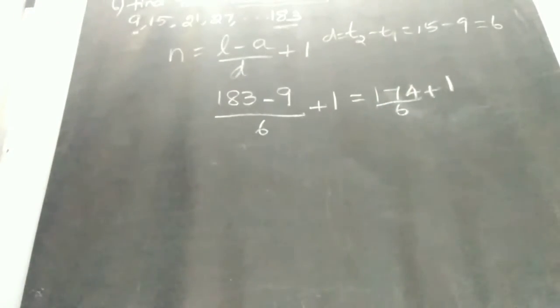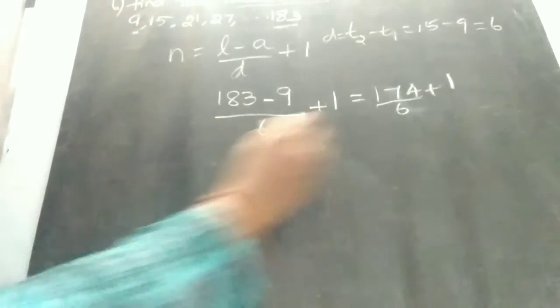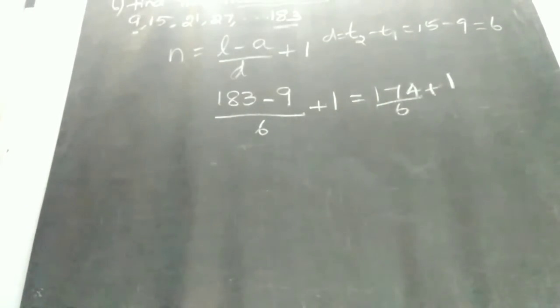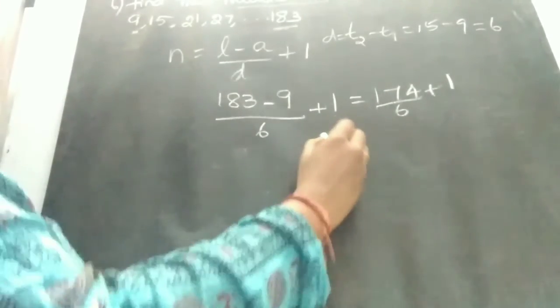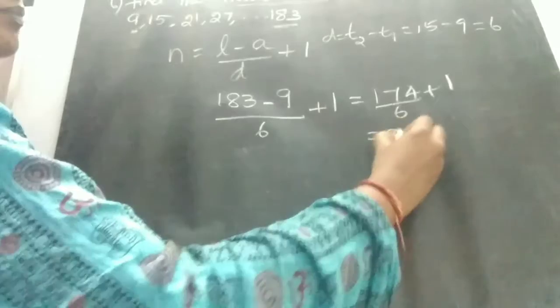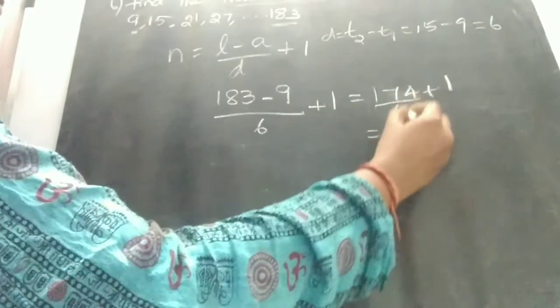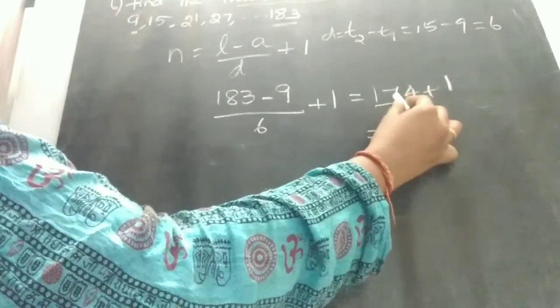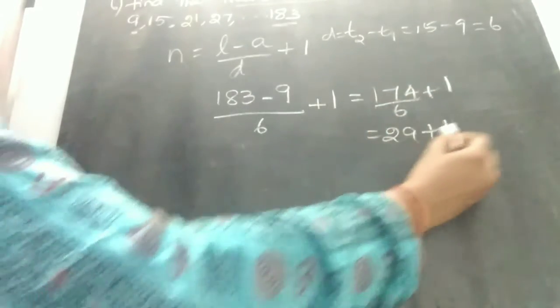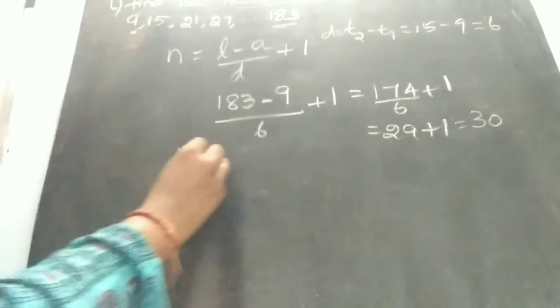Now 174 by 6, you divide it, you will get 29. 6 2s are 12, remainder 5, 54 goes 9. Then 29 plus 1, that is 30 terms. So your n here is 30 terms.